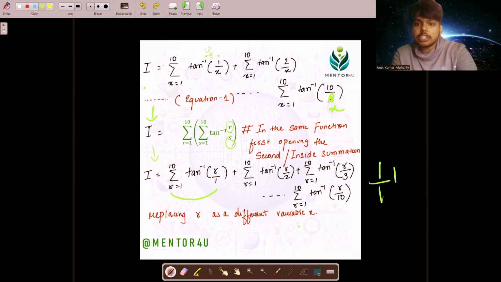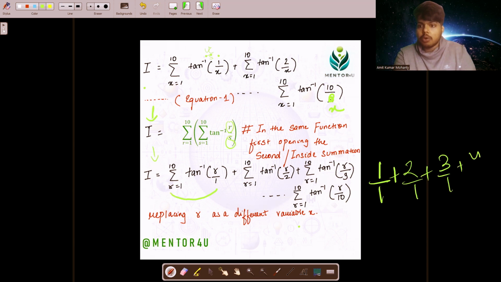In this particular situation, we are keeping s as a fixed value, so the r will be changing here. So 1 plus r is the numerator, and the denominator will remain constant: 1 upon 1, 2 upon 1, 3 upon 1, 4 upon 1, dotted up till 10 upon 1. This is the summation of the first terms.